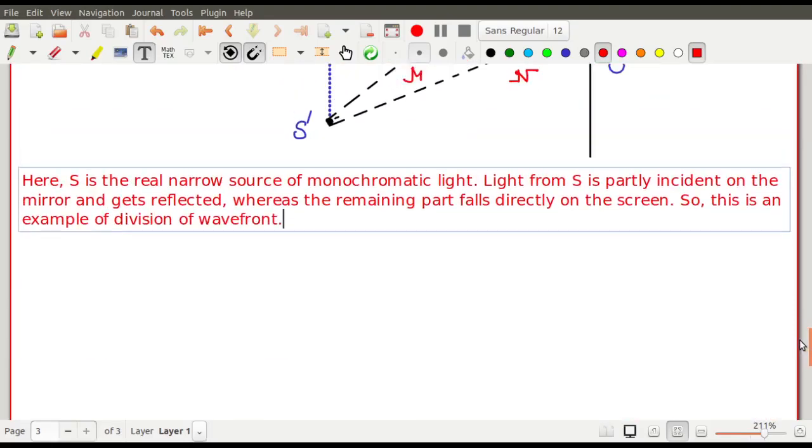So the incident wave is divided into two parts, one falls directly on the screen and another falls on the mirror. So it is division of wavefront. That is what is to be understood first. So this falls under the division of wavefront category.